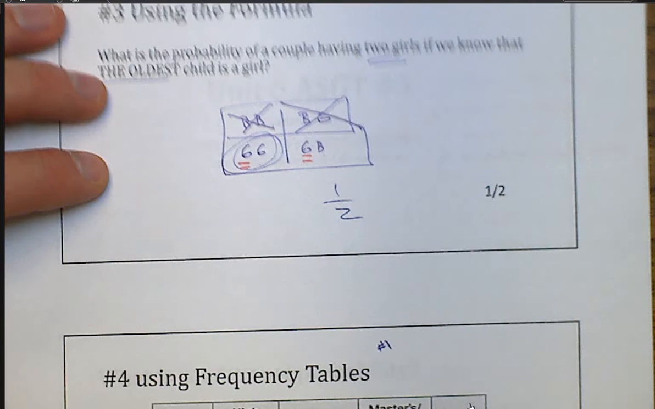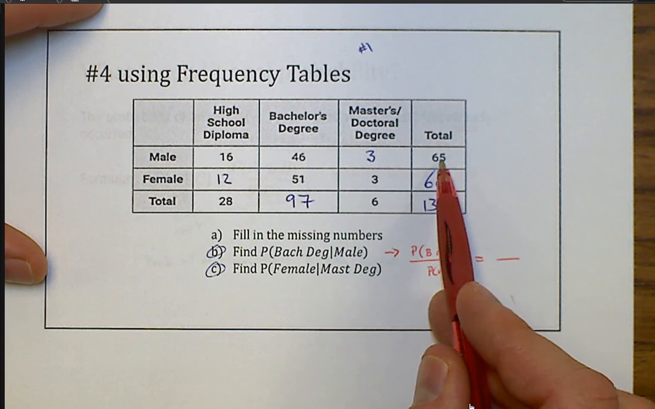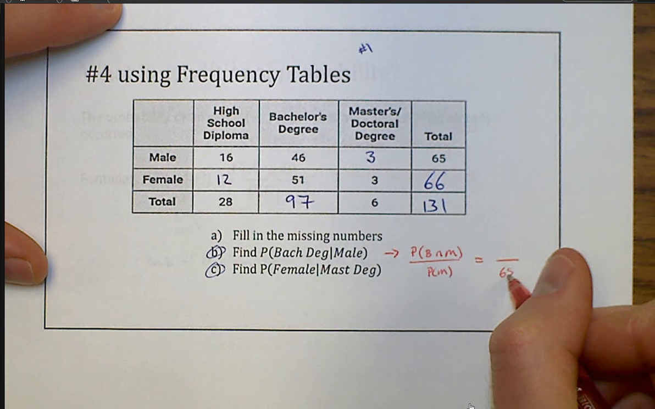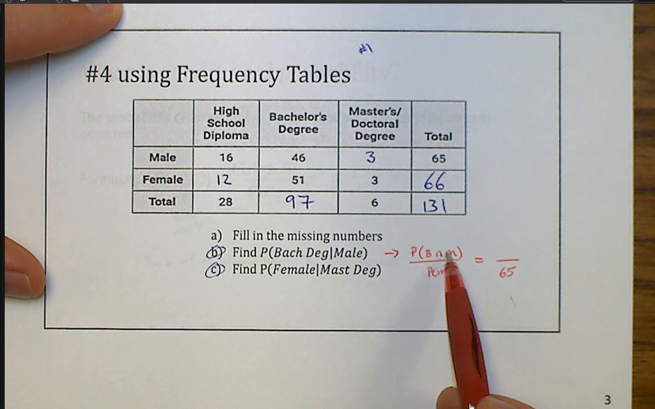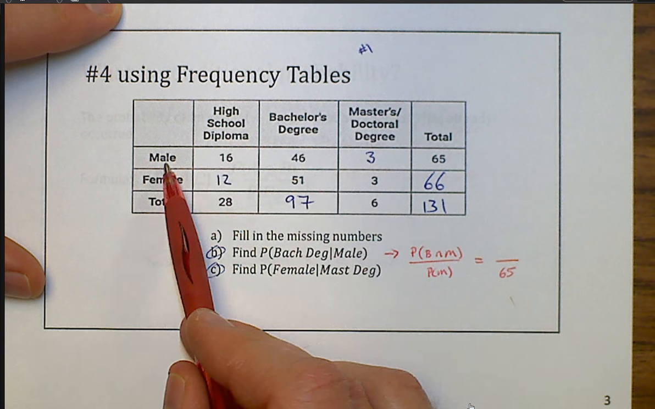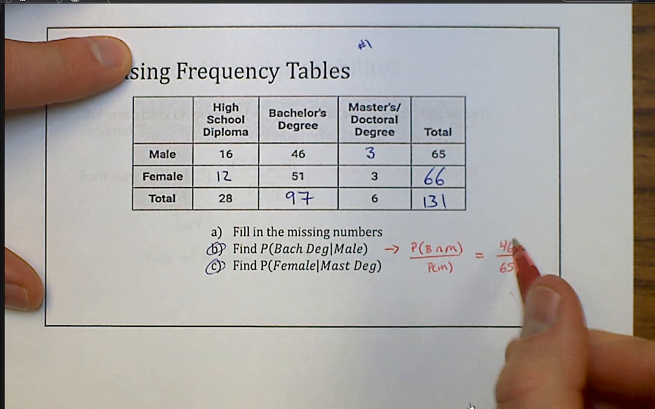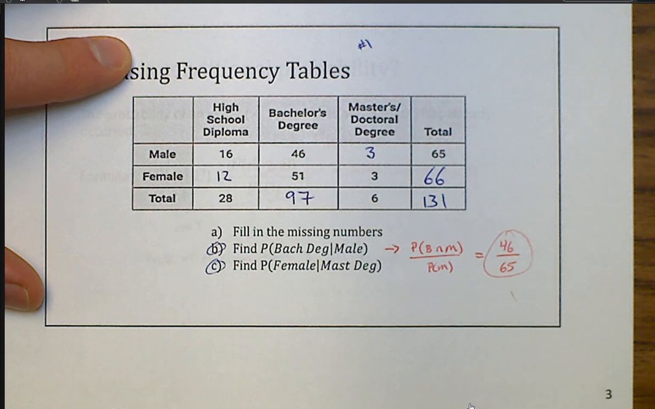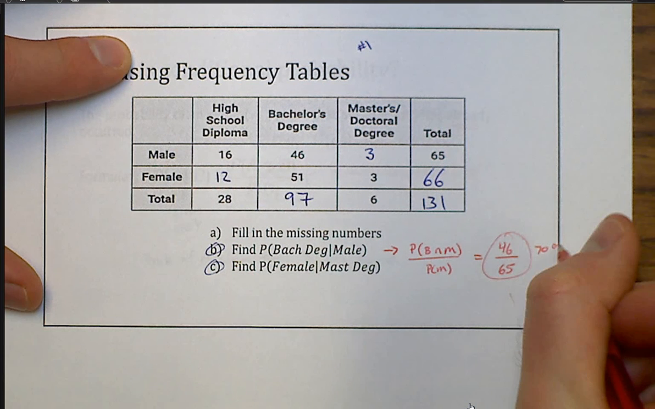Let me flip it back around here. So the number of males we have is 65. So there's 65 total males. Now, what's the intersection of the males that have bachelor's degrees? Males that have bachelor's degrees, 46. So 46 over 65 would be our answer for B. If you want to make it a percentage, take your calculator, 46 divided by 65, and you get about 70%, okay, 70.7%.